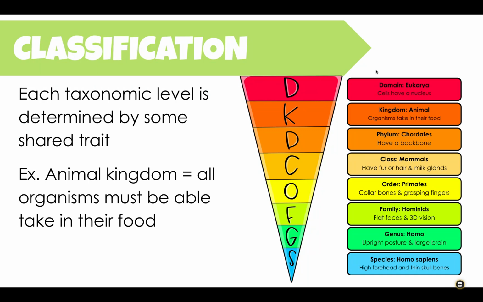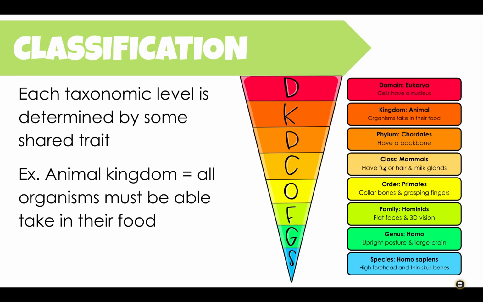So in this example here, I have the domain Eukarya. And the shared trait that any organism that belongs in this group would have is that it has cells with a nucleus. Then the next taxonomic level down is going to get a little bit more specific. That would represent the kingdom level. An example of a kingdom is the animal kingdom. In order to belong to this kingdom, you must be an organism that takes in their own food. That's what makes you an animal. So the kingdom level is below domain. That means if you're in the animal kingdom, you also belong to domain Eukarya.